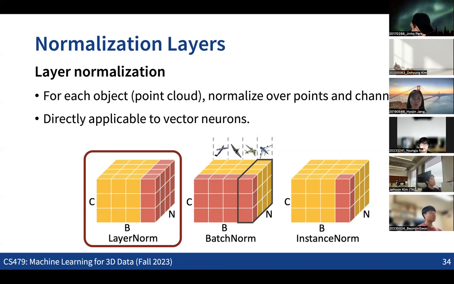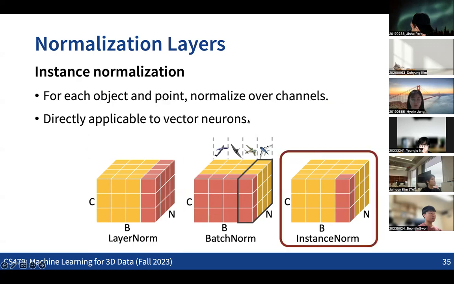And we can directly apply this idea to the given vector list features. There's no reason not to apply these kinds of things. So this can be directly applicable to the vector neurons. And instance normalization is the case where, for each object and each point, we only normalize the features over the channels. So this is also applicable in the vector neuron setup.